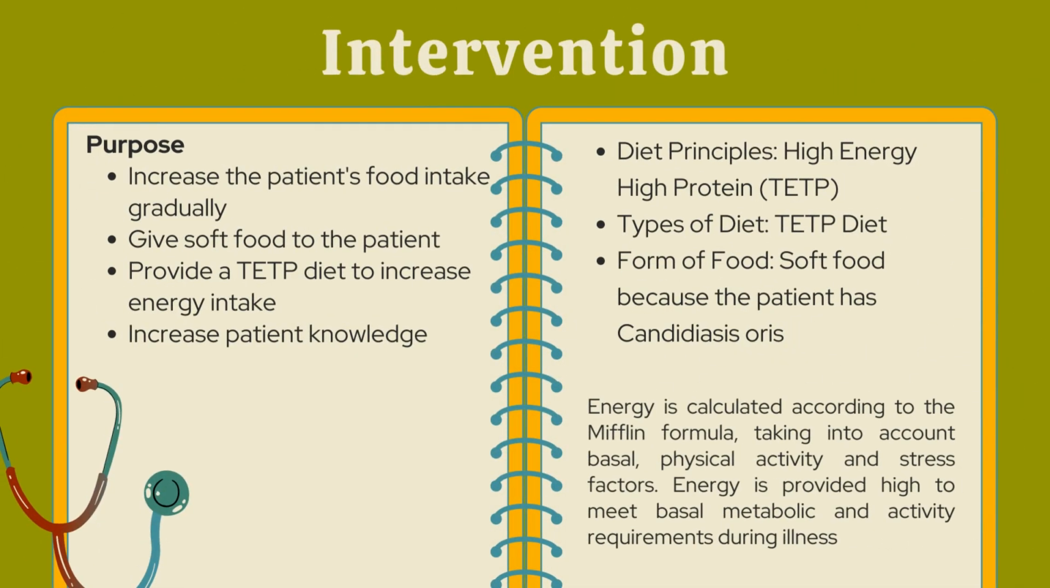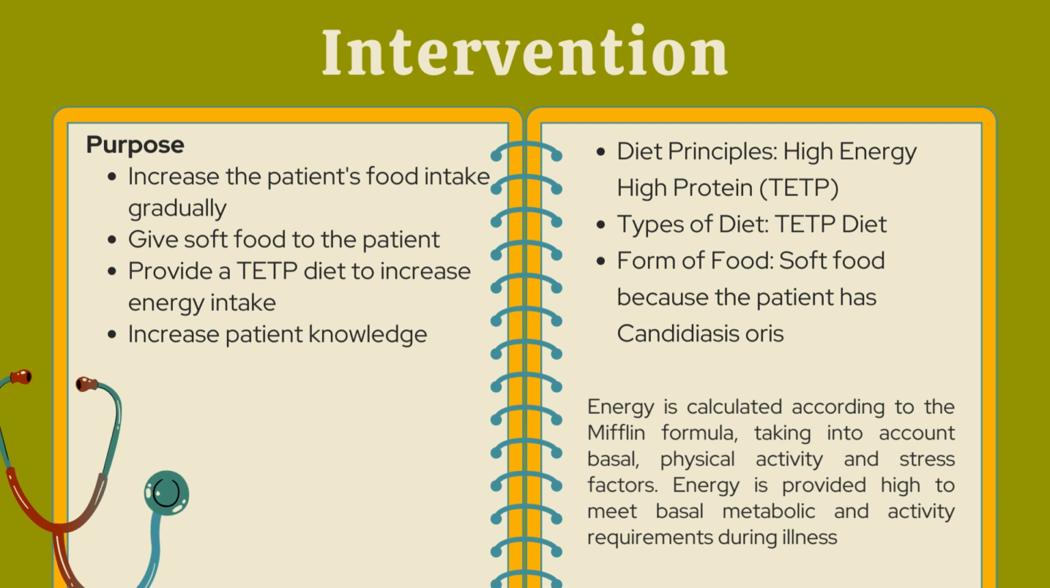And the next step is intervention. The purpose is to increase the patient's food intake gradually, give soft food to the patient, provide a TETP diet to increase energy intake and increase patient knowledge. The principal diet is high energy, high protein or TETP. The type of diet is TETP diet and form of food is soft food because the patient has candidiasis oris.